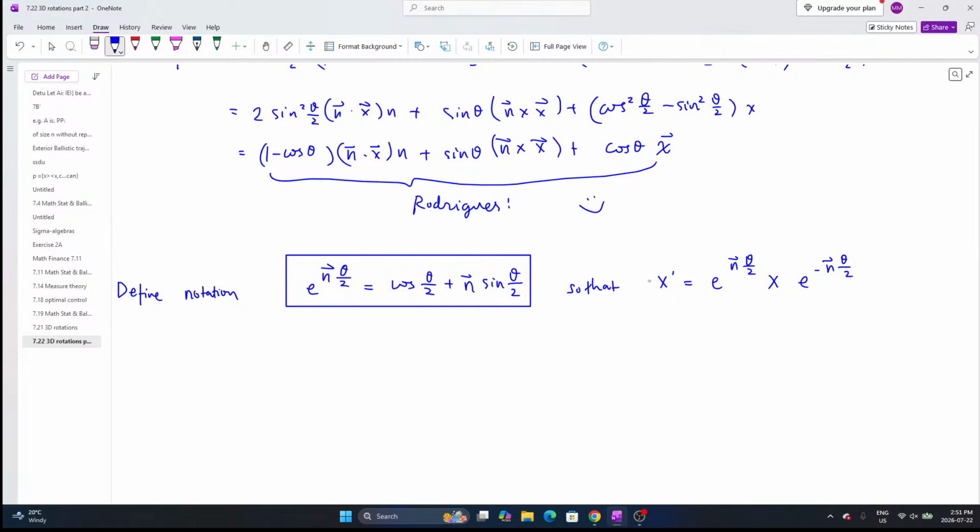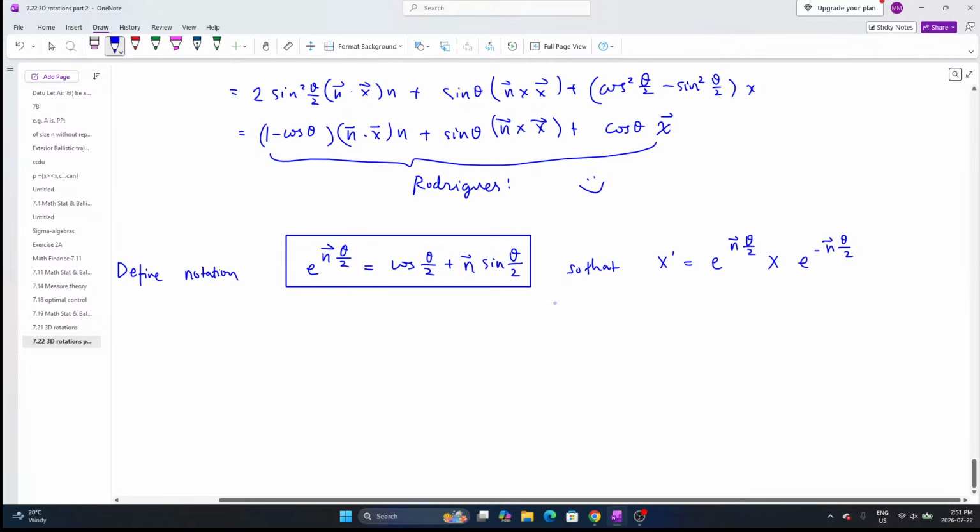As Lockheed mentioned, this is reminiscent of the complex number situation. We use the complex exponential to represent rotation. But why does this notation make sense? Why isn't this an arbitrary definition? Okay, let's investigate. Just to motivate this notation, we're going to consider once again the Taylor series.